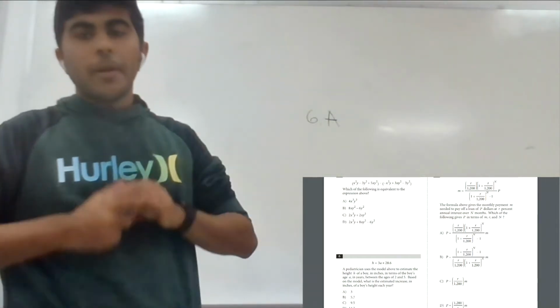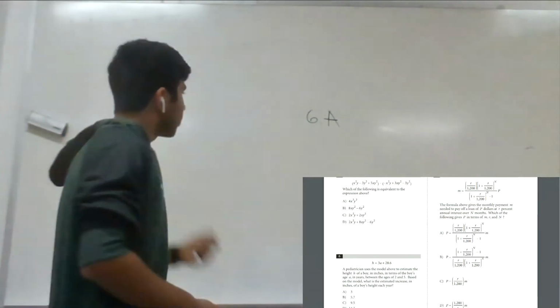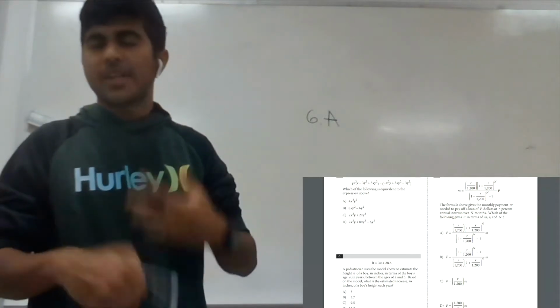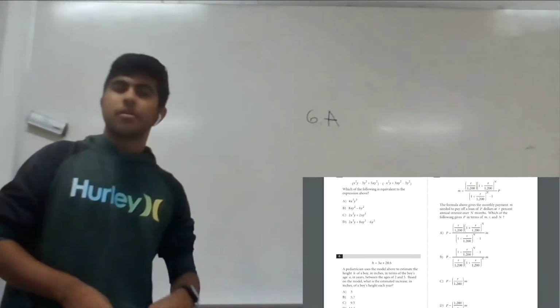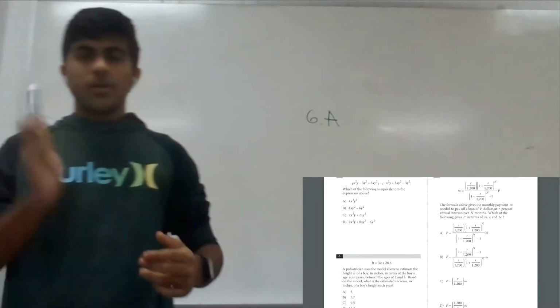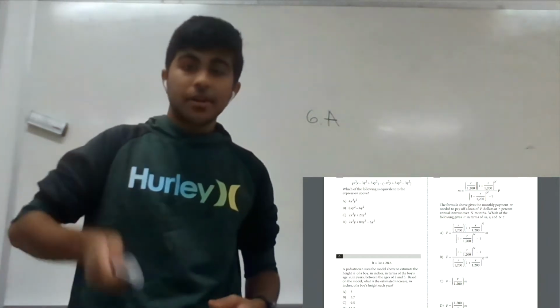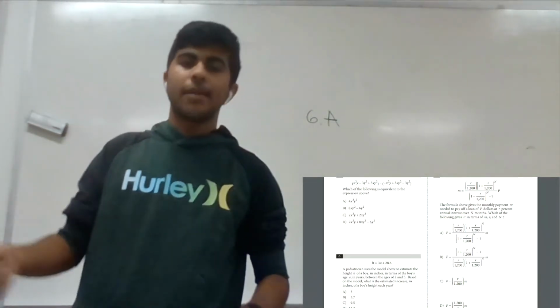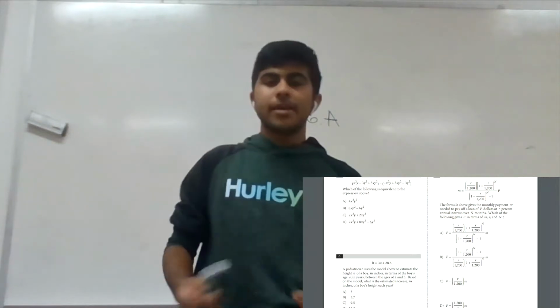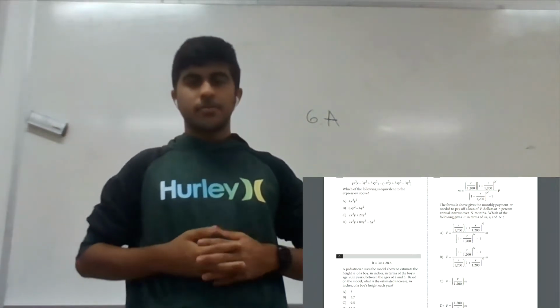All right, so I'm not going to write the equation out to begin with. I'm just going to read it first and then figure out, do I need to write the equation or what's going on? So the formula above gives the monthly payment m needed to pay off a loan of p dollars at r% annual interest over n months. The following gives p in terms of m, r, and n.